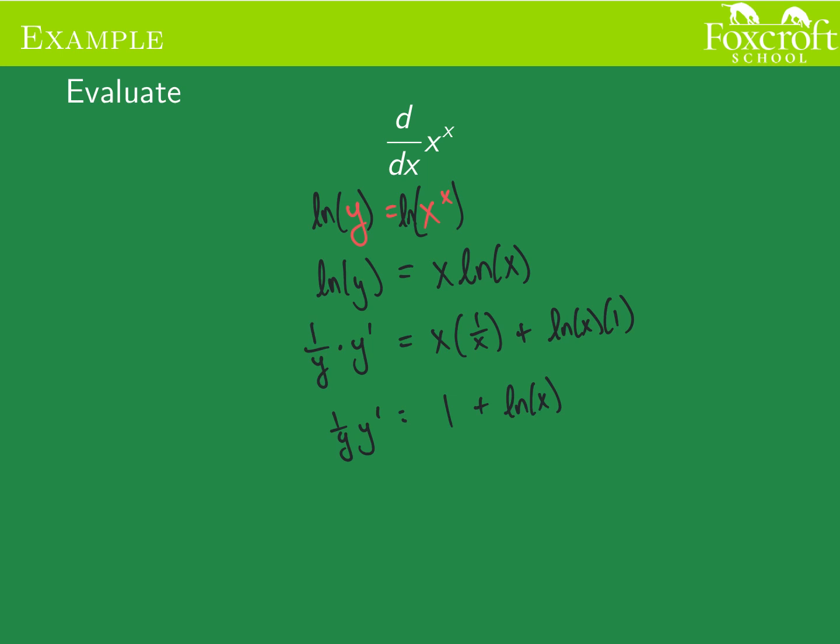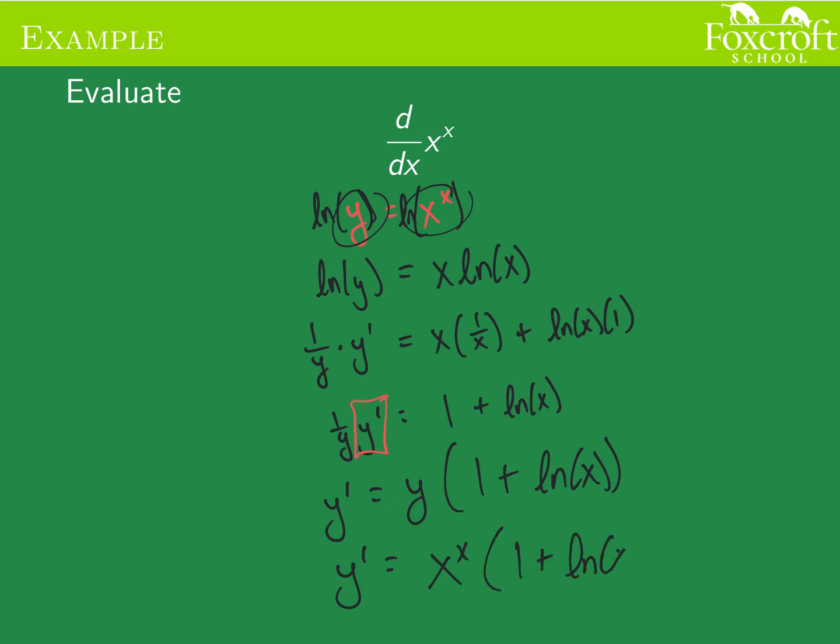But the whole idea of this one from the start is figuring out what the derivative was. Well, the derivative is y prime. So what I'm going to do now is multiply both sides by 1 over y to get rid of it. So now I have y prime equals y times all of this. But what was y? Y up here in red was x to the x. So now we have the derivative written out like that.